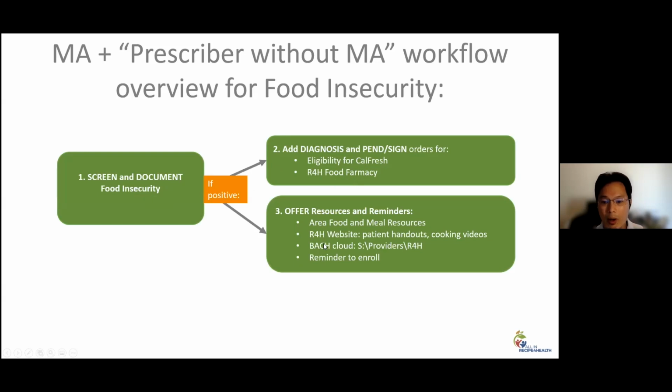There's a bunch of them where we're going to walk through the area food and meal resources, the website, Bay Area Community Cloud, where there's a bunch of handouts as well as the website, and then the reminder to enroll. That's the overall thing. So hopefully that's nothing new.